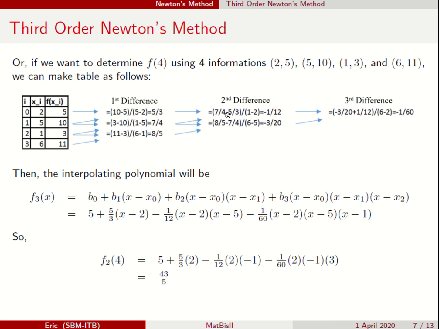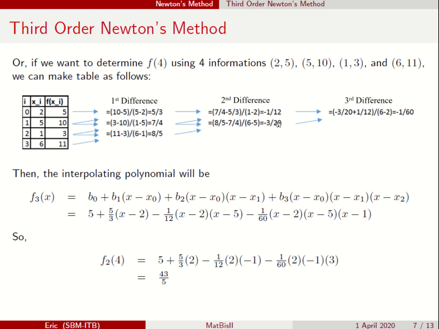7 over 4 minus 5 over 3, divided by 1 minus 2. And what about this? The second difference, this one minus this one, divided by 6 minus 5. This is 6, this is 5, so 6 minus 5. What about the third difference? I can look at the third difference.